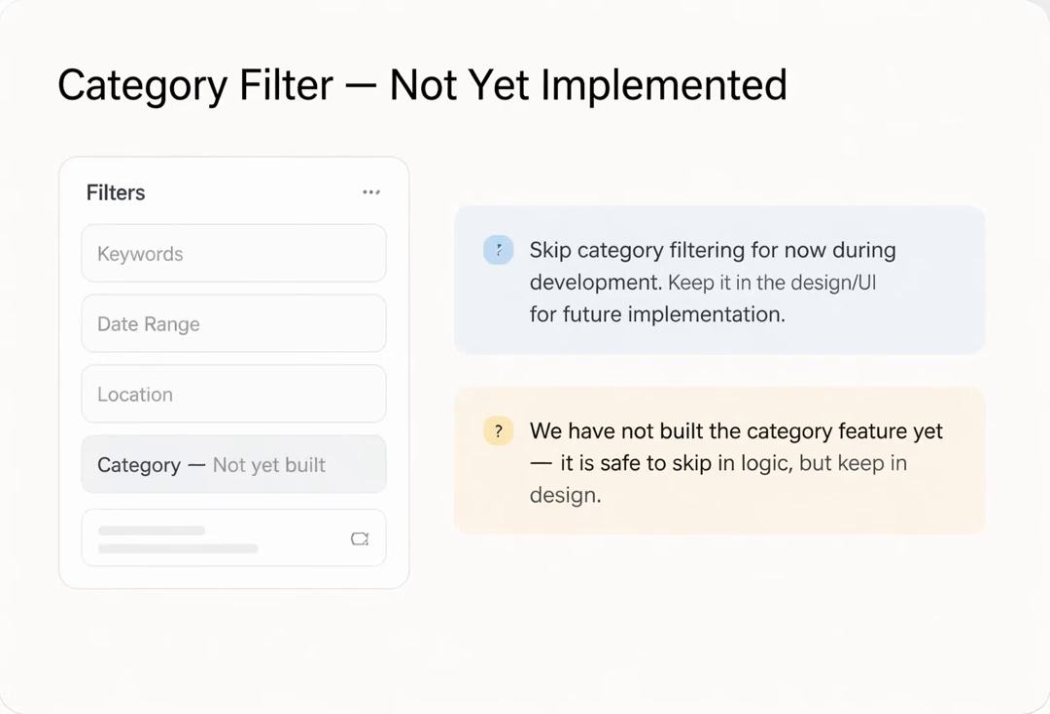One filter that appears in the design is the category filter. But the author is clear that this hasn't been built yet. The category feature simply doesn't exist in the backend at this point. So the guidance here is skip the category filter in your logic for now, but keep it in the design. This way, the UI looks complete and future-ready, and when the category feature is eventually built, you just wire it up to the existing design element. Don't remove it from the UI just because the backend isn't ready yet.